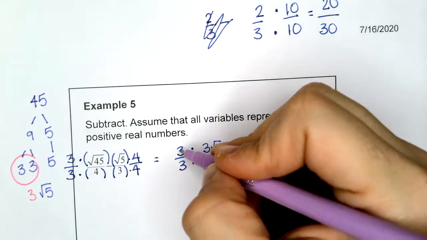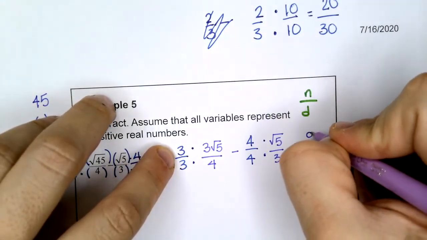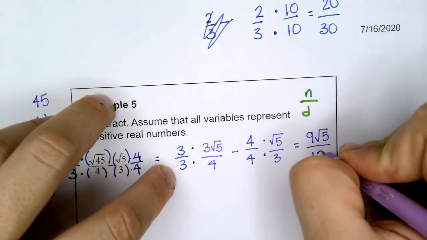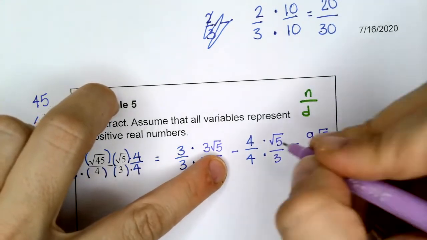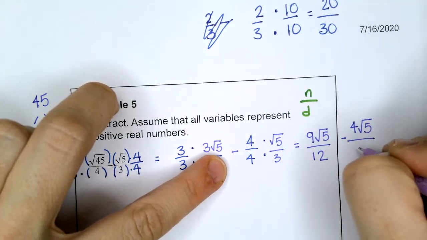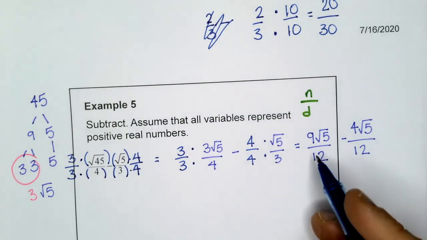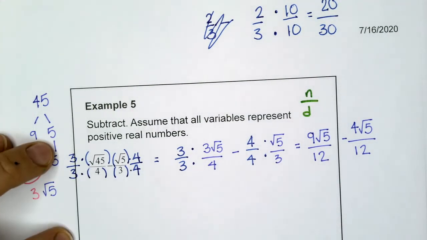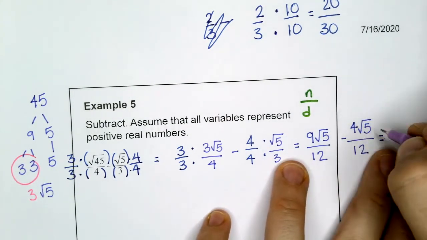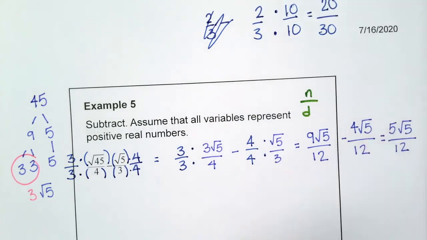All right, so now I'm going to multiply. 3 times 3 is 9, right? 4 times 3 is 12. 4 times the square root of 5 is 4 square root of 5. 4 times 3 is 12. Okay. So now I can just subtract. So 9 minus 4, I just might keep it up here. 9 minus 4 is 5 square root of 5/12.